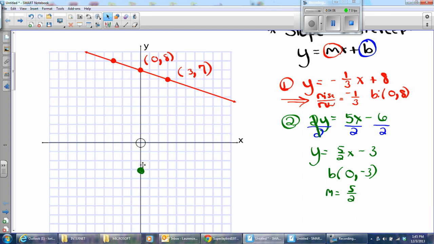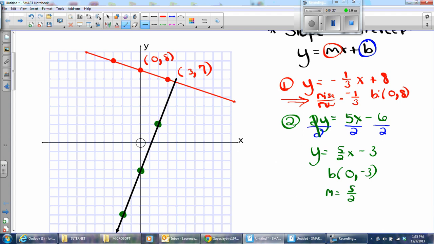Sorry about that. I'm going to rise 5, there's 3, 4, 5, and run 2. Or I could change both signs and go 1, 2, 3, 4, 5, and back 2. And look at that, they end up on the same line. All right, so 1, 2, 3, 4, 5, 1, 2.